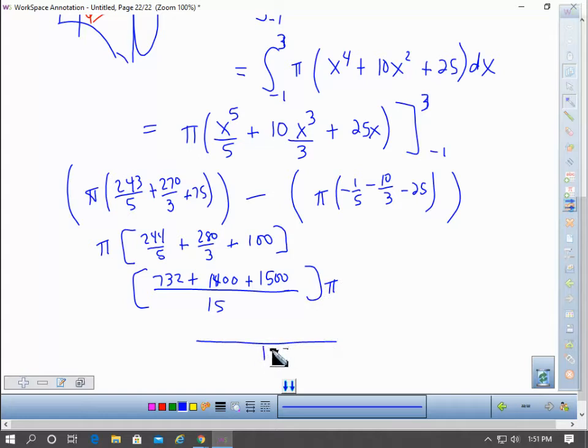So now when I combine my like terms, I should get the right answer. So what have I got? This is 29, so 36, 32. Woohoo, that is the right answer.